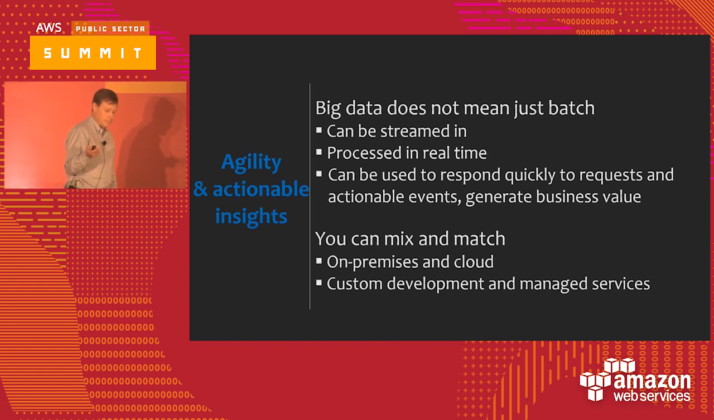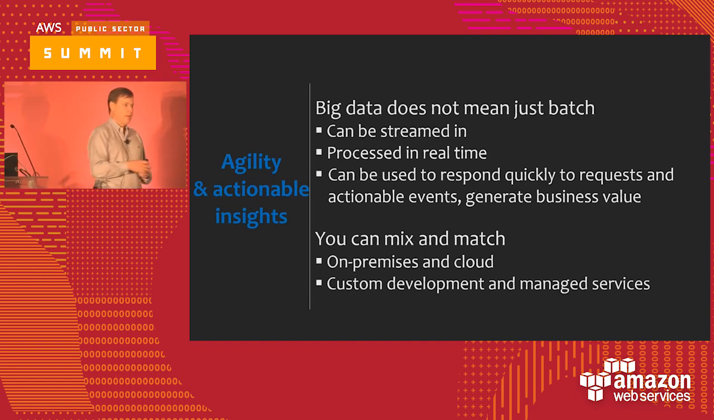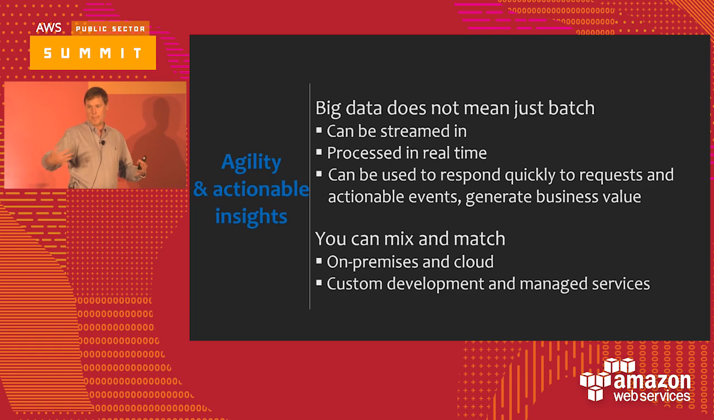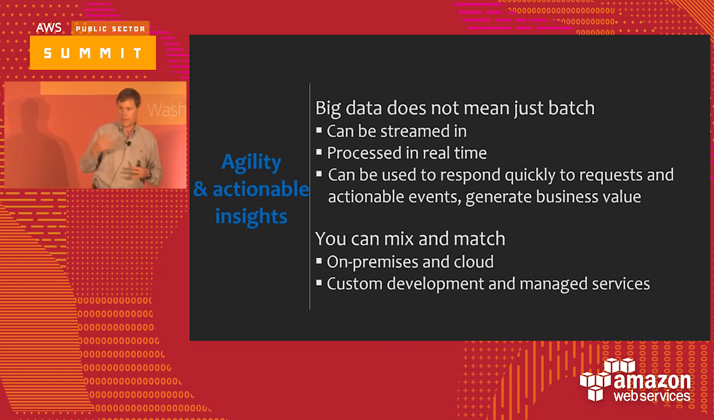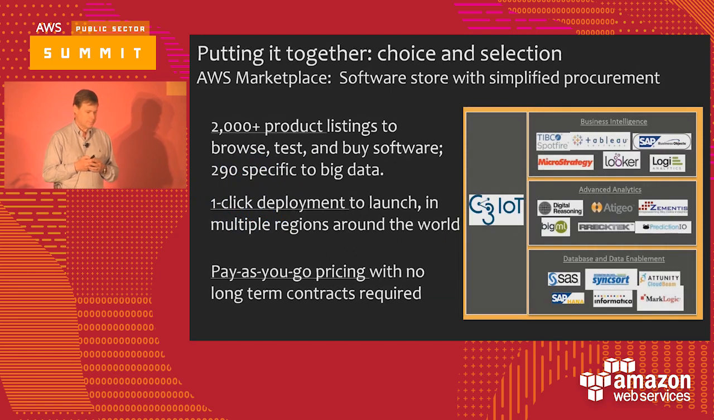Again, big data doesn't mean just batch, and you can mix and match. The second point down here, you can do both on-premises and cloud. You can do some of your jobs on-prem and other jobs in the cloud. You can actually burst capacity from on-prem into the cloud. So you don't have to pick up everything and move it to the cloud all at once. Using our Direct Connect service and some other features we have with VPC and our other tooling, you can actually do hybrid environments. You don't have to do a big lift and shift all at once.